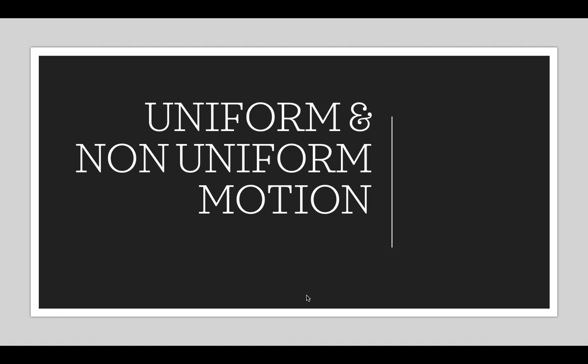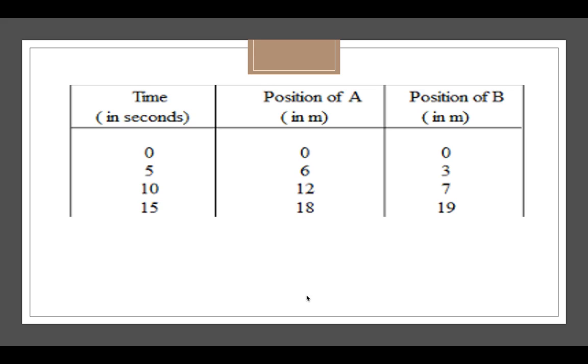So let's discuss two types of motion, uniform motion and non-uniform motion. Observe time and position of A in this particular chart. You will see that the object A covers equal distances in equal intervals of time. In the first 5 seconds, it is covering a distance of 6 meters. In the next 5 seconds, again a distance of 6 meters.